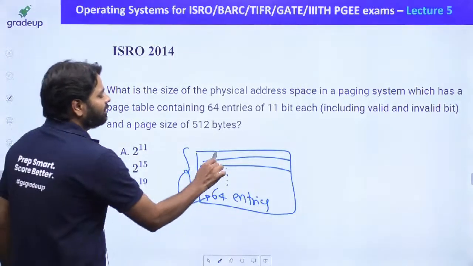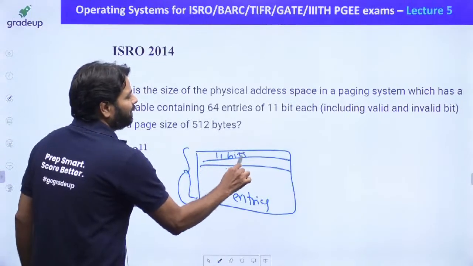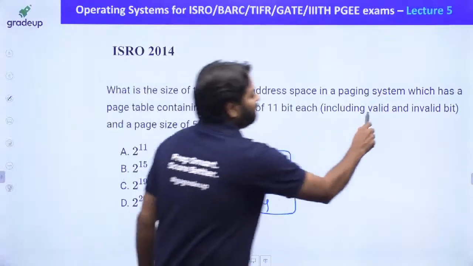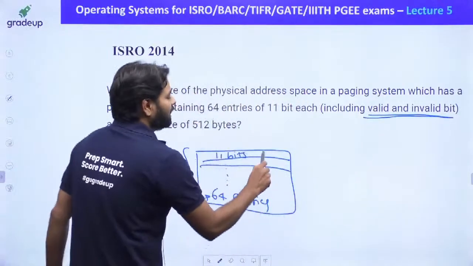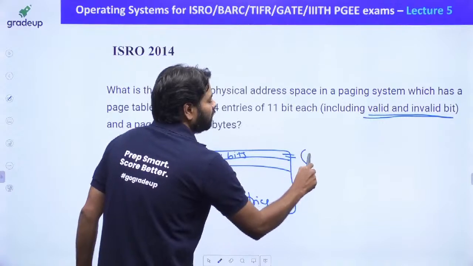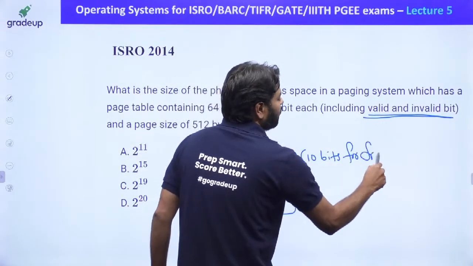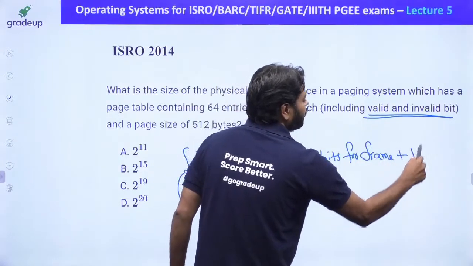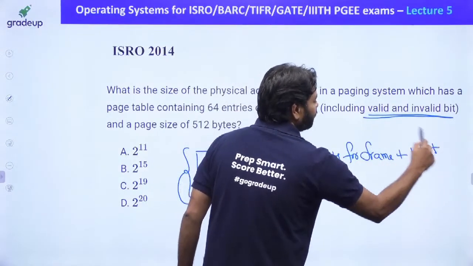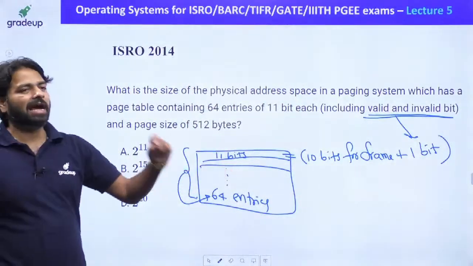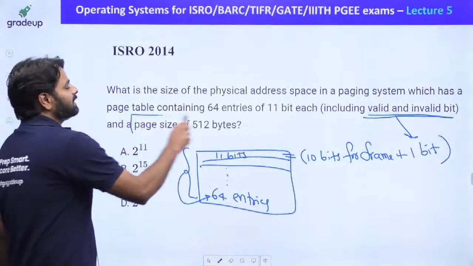And each one has 11 bits. Each entry is 11 bits, which includes a valid and invalid bit. It's 1 bit only. So 11 bits is equal to 10 bits for frame number and 1 bit for protection, the valid invalid bit. So now 10 bits will refer to the actual frame, and page size is given.